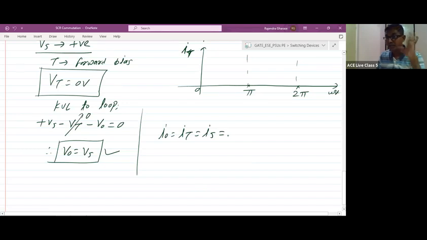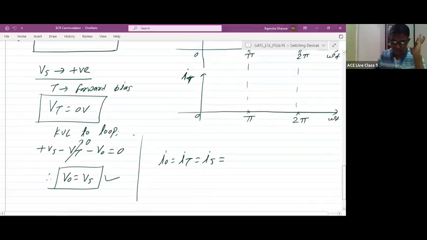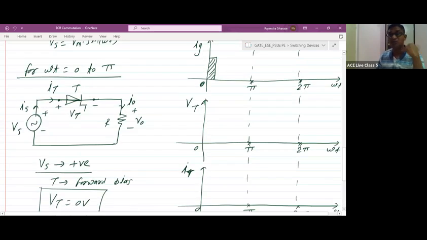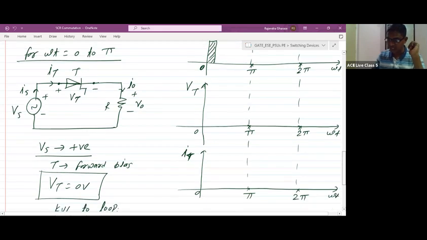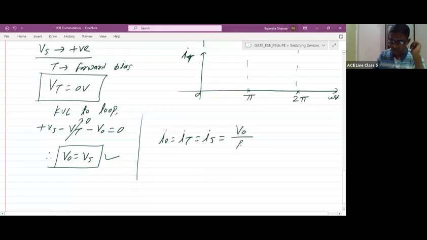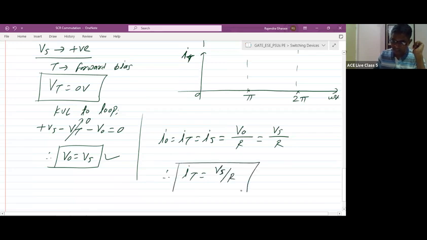I0 is the load current. According to Ohm's law, since the load is purely resistive, V0 is equal to I0 into R. So I0 is equal to V0 by R. Let me write it as V0 by R, which is equal to Vs by R, because V0 is equal to Vs. So, point to be noted, IT is equal to Vs upon R. Thyristor current is equal to Vs upon R.